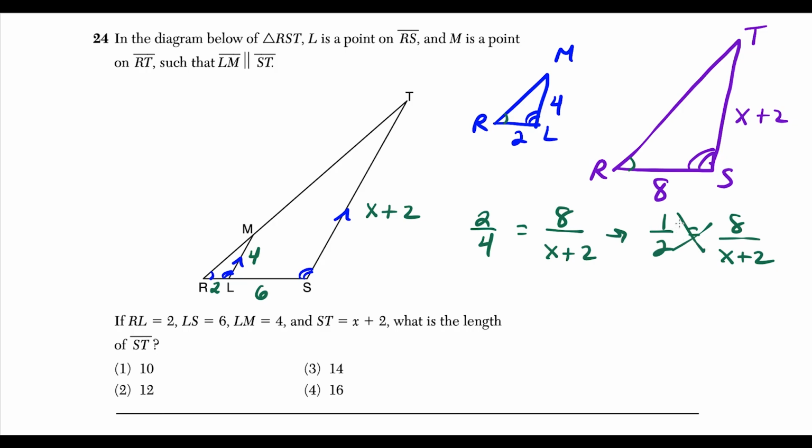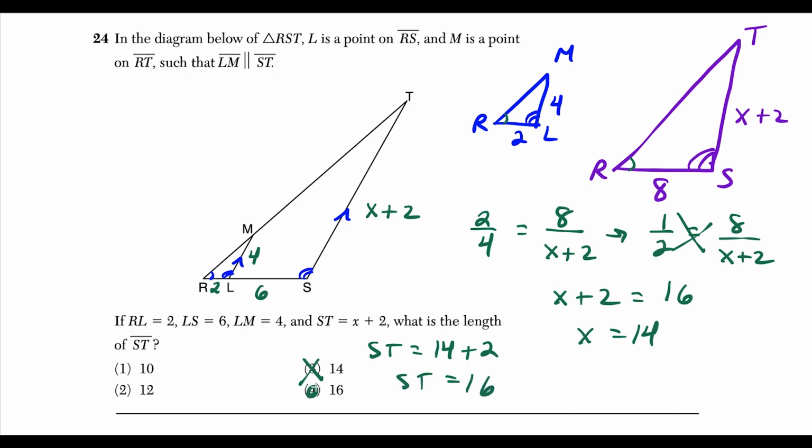And now we cross multiply. 1 times x plus 2 is x plus 2, and then 2 times 8 is 16. And this tells us that x, if we subtract 2 on both sides, is equal to 14. But you have to be careful. This is a very, very, very dangerous trap. They're asking us what is the length of ST, and ST is equal to x plus 2. So we have to plug in x is equal to 14, but plus 2 tells us ST is equal to 16. So choice 4 is our answer.